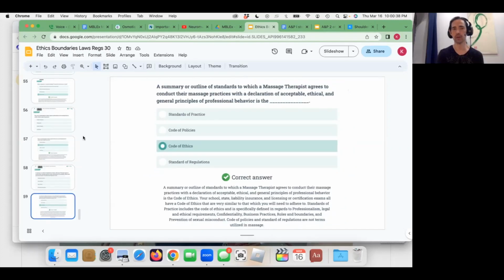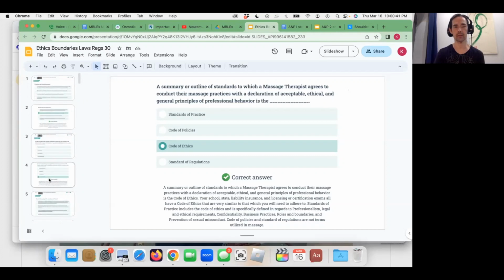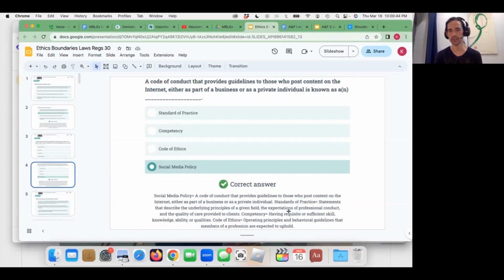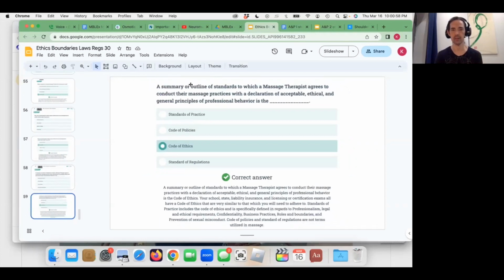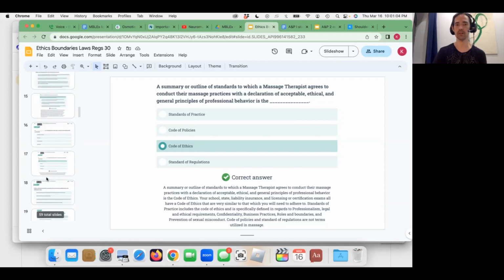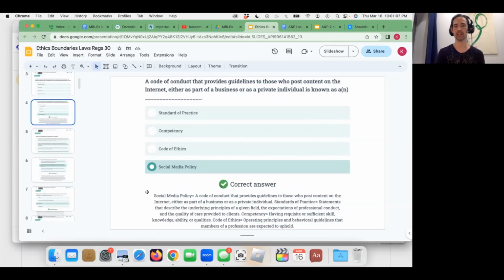Okay. So standards of practice was defined earlier as, I always like to get the exact definitions. Standards of practice are statements that describe the underlying principle of a given field, the expectation of professional conduct, and the quality of care provided to clients. And then the code of policies, you could just call that the policies. Standard of regulations, that would be like what the state says you have to live up to, right? That could be things like qualifications to get certified or licensed, and to get recertified or relicensed, renewed every year.